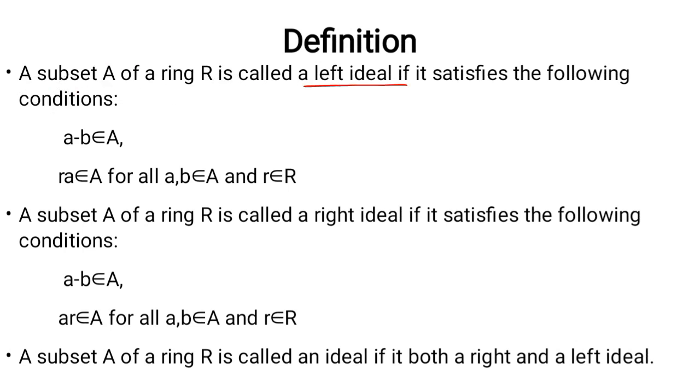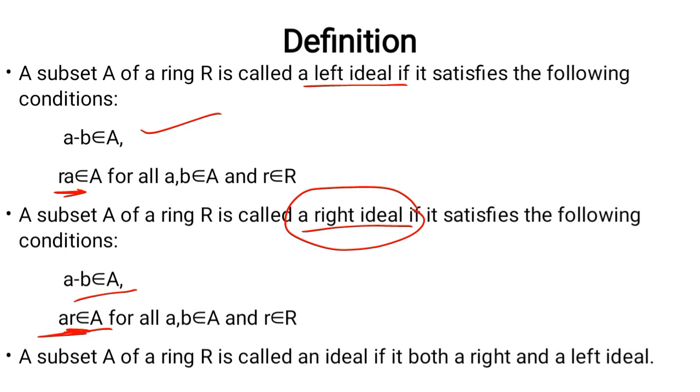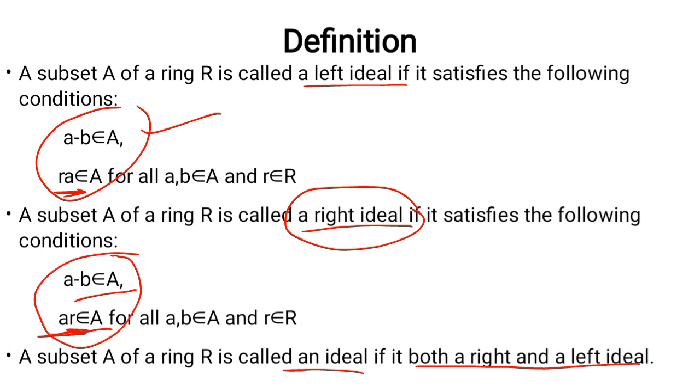In a similar way, there is the right ideal. It will satisfy the first condition similar to the left, but instead of multiplication from the left, you multiply on the right-hand side. So that's when you have a right ideal. Now, if it is both a left and a right ideal, we say we have an ideal, a ring ideal. So a left ideal satisfies these two conditions, a right ideal satisfies these two conditions, and if left and right are both satisfied, we then have an ideal.